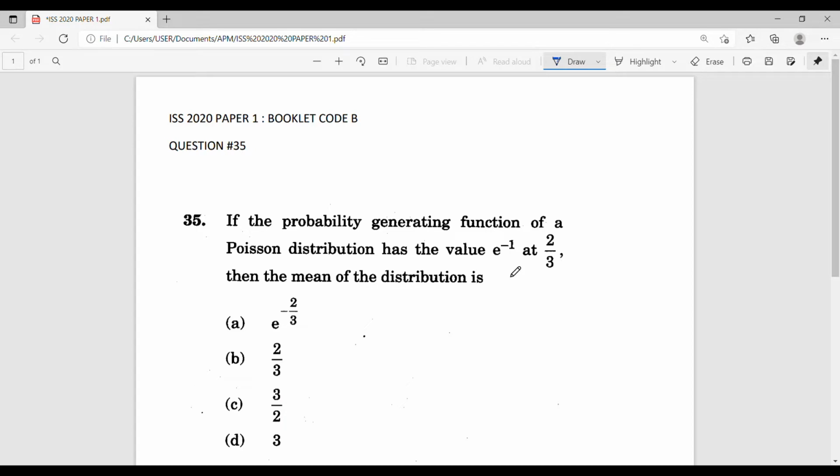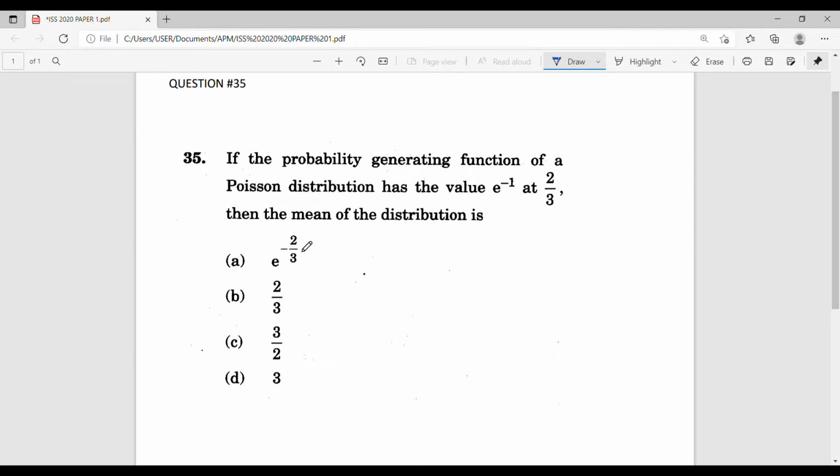Today in this video, we will discuss a question from ISS 2020 paper 1, booklet code B, question number 35. The question is, if the probability generating function of a Poisson distribution has the value e power minus 1 at 2 by 3, then the mean of the distribution is e power minus 2 by 3, 2 by 3, 3 by 2 or 3. So, given the probability generating function of a Poisson random variable at 2 by 3 is e power minus 1, we have to find the mean of the distribution.